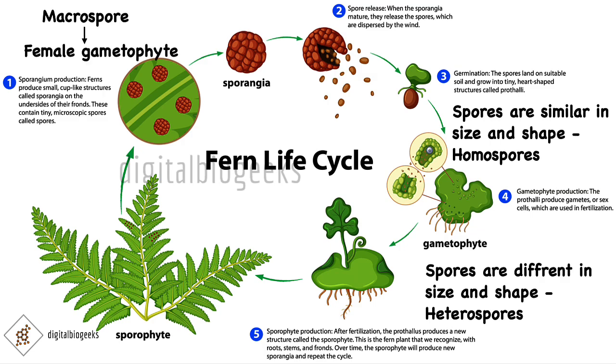The macrospore, which is the big spore, gives rise to the female gametophyte, and the microspore, which is a small spore, gives rise to the male gametophyte. The development of the zygote into an embryo takes place in the female gametophyte. Hence, they are retained in the parent sporophyte for a long time.